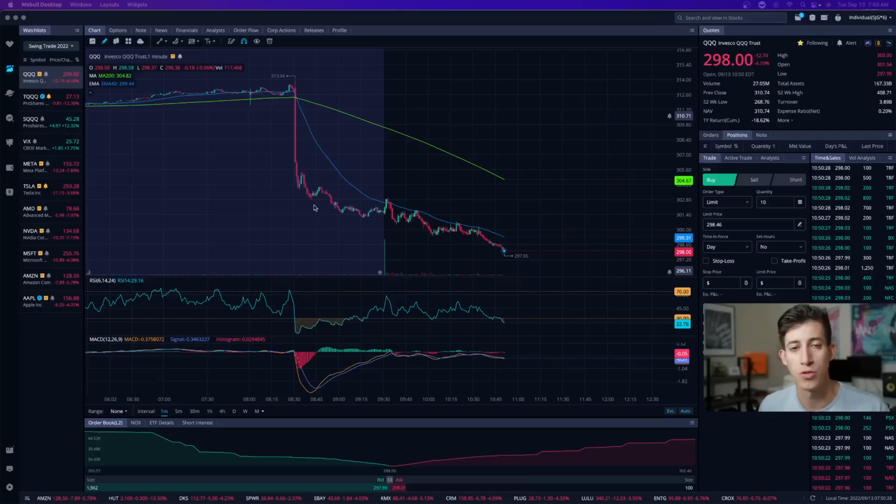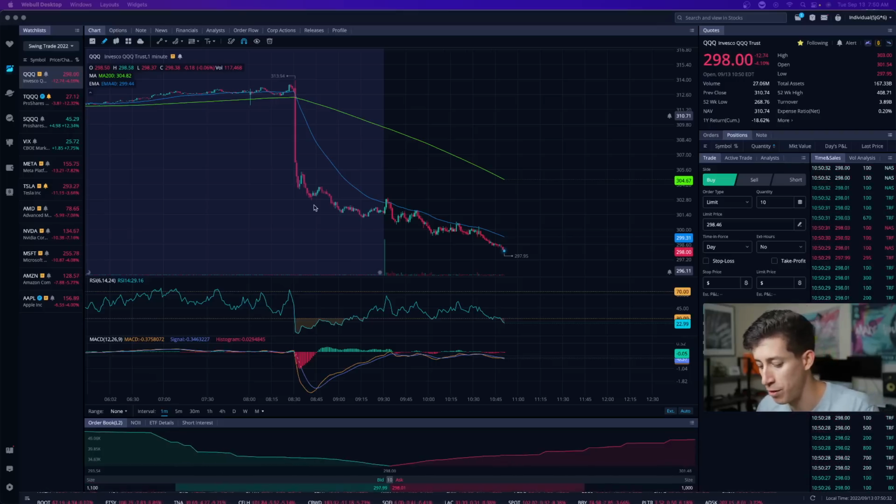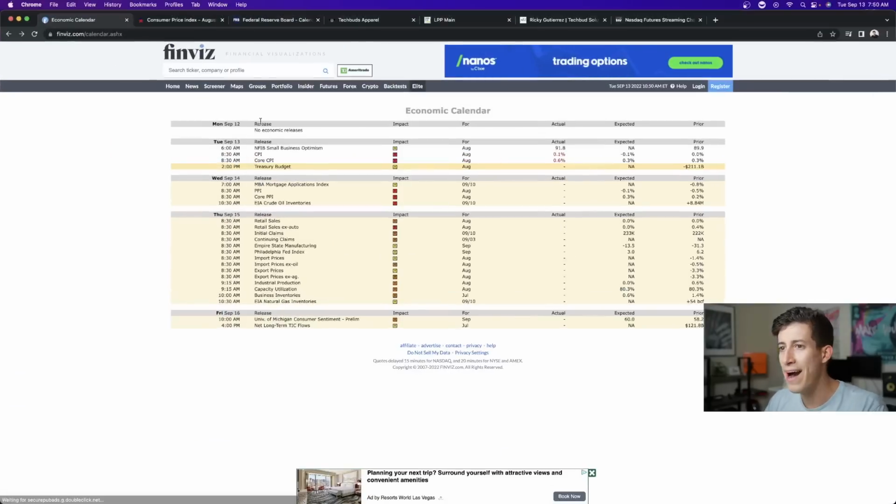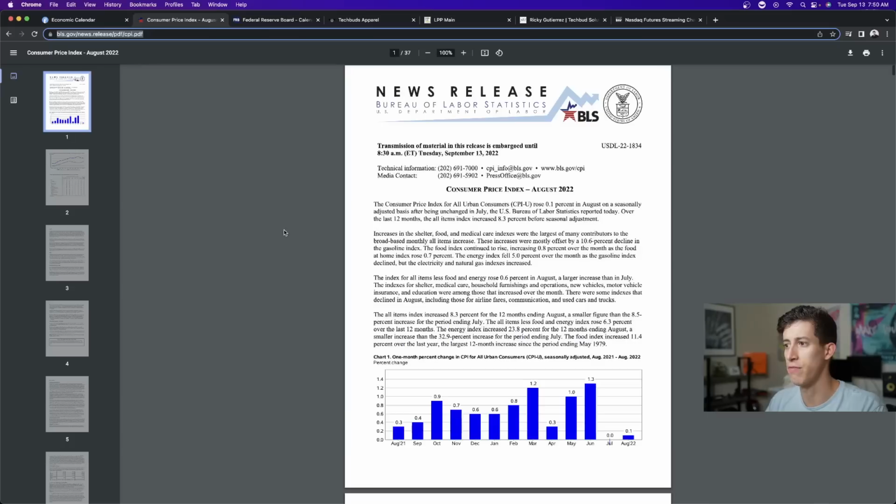This is something that we always talk about, that our job is never to predict the future, our job is to prepare for it. But let's talk about why the market is selling off. If the CPI report came out lower than the previous month, why is the market dropping? This is probably a question that a lot of you guys might have.